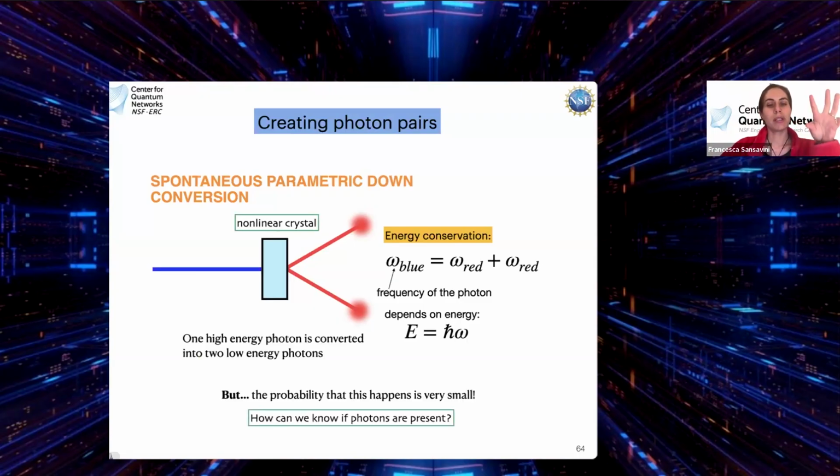Now, with spontaneous parametric down conversion, one high energy photon is converted into these two low energy photons. The probability that this happens is very, very small. We're talking about one photon every 100, every 1,000, every 10,000, depending on how strong our pump is, how strong our nonlinear process is. So only a very small part of these photons is going to get down converted. So how do we know if our down conversion is successful? How do we know that the photons are present?